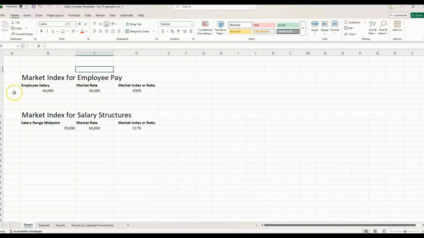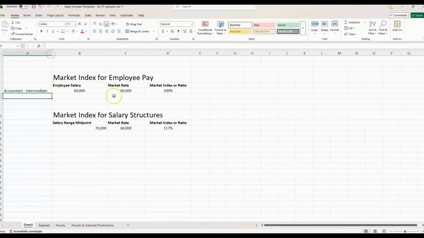So say this job was for an accountant, an intermediate accountant. One survey may say the market value is 70,000. The other survey may say 65,000. You could take an average from both surveys to get a more well-rounded market rate. And then, looking at the salary structure, say that the intermediate accountant falls within a grade B.